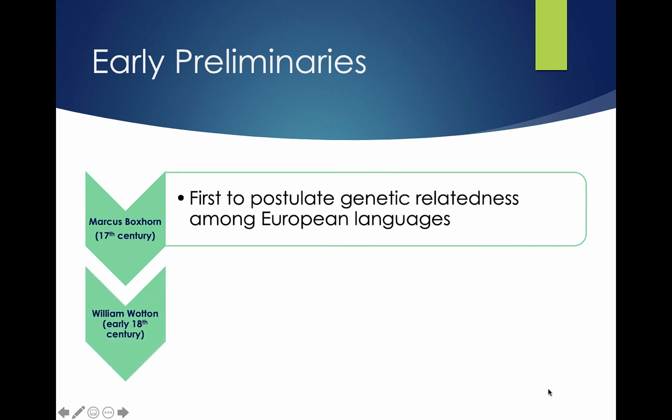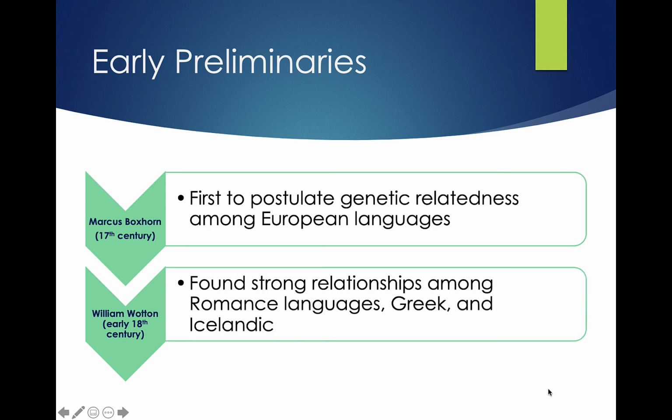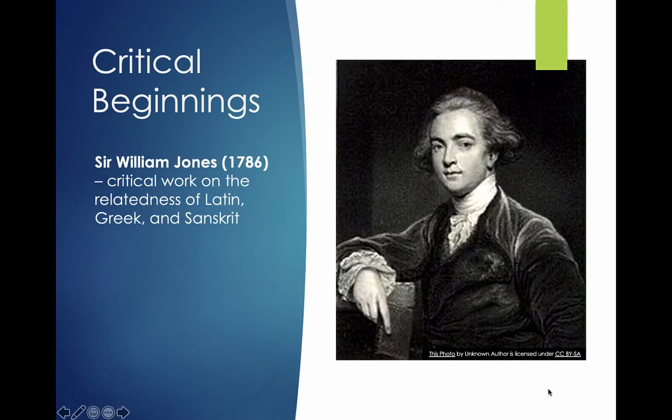William Wotton, who was born in the second half of the 17th century, was a noted theologian, classical scholar, and a polyglot. In the early 18th century, he built upon the work of Van Boxhorn, introducing the concept of proto-language and showing relatedness among languages as different as Icelandic and Greek. But we attribute the critical work to Sir William Jones.